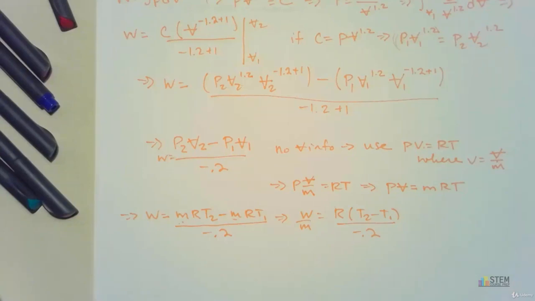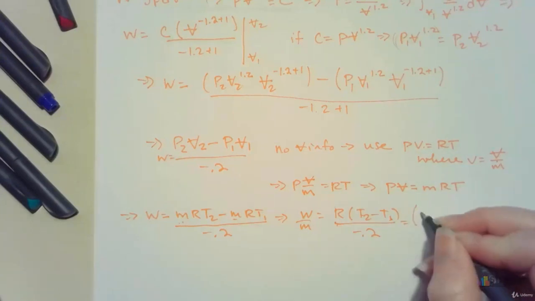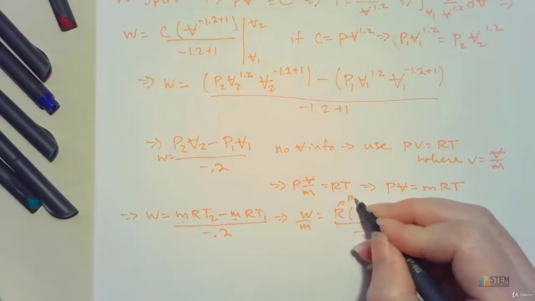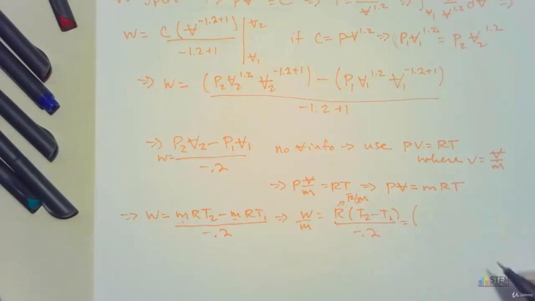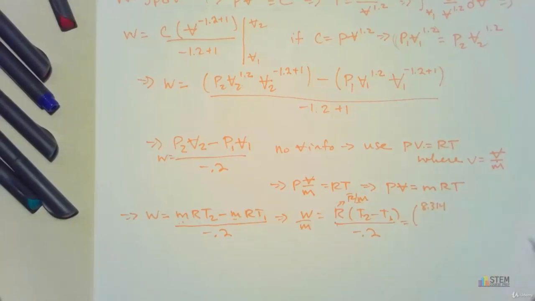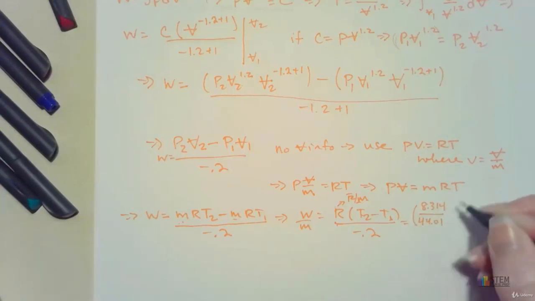Now we're to the point, finally, where we can plug in values. We have both of these temperatures. We can find R using the tables, and then that will allow us to solve for work per mass. So using the values, we're going to have R bar. Remember, this is R bar over molecular weight. R bar is going to be 8.314 in the SI system. And molecular weight will be 44.01.